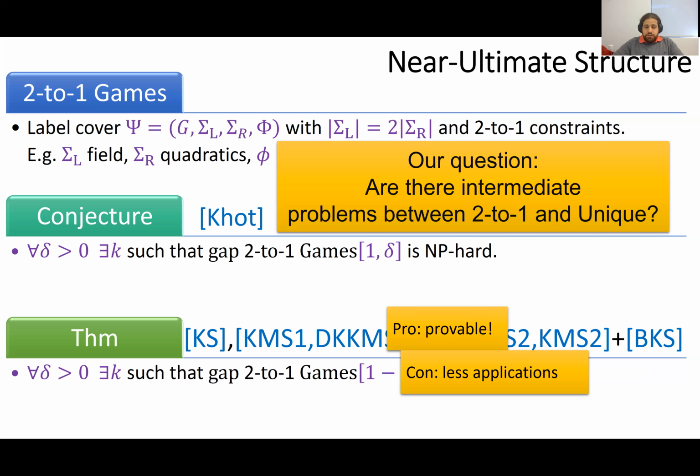So the main question that we ask ourselves in this work is, are there any intermediate problems between 2-to-1 games and unique games? I'll show it shortly. The answer is yes, and we're going to spend the next couple of slides in order to define these problems.